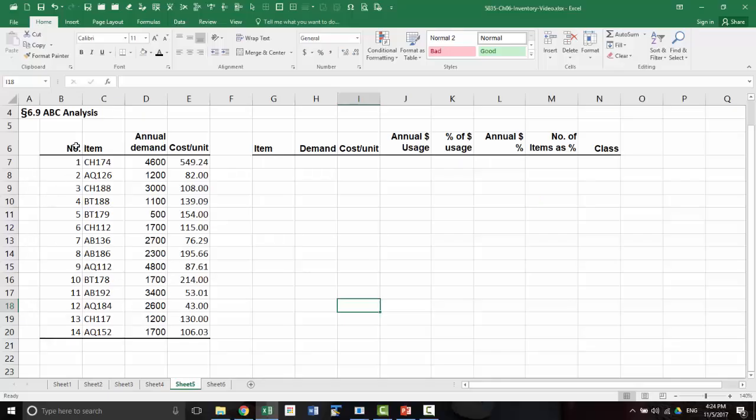Let's assume that we have 14 items, so we want to keep the problem reasonable. Usually you'll have hundreds if not thousands of items, but we have 14 items, and we have the annual demand from the previous year and the cost per unit. So I'm going to copy paste these items over here to do the computations.